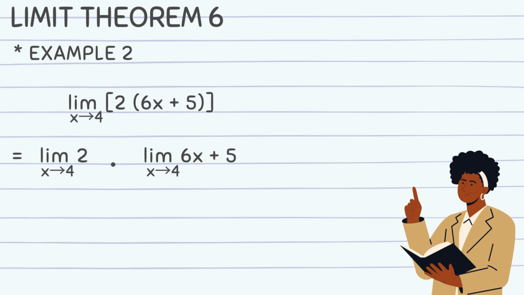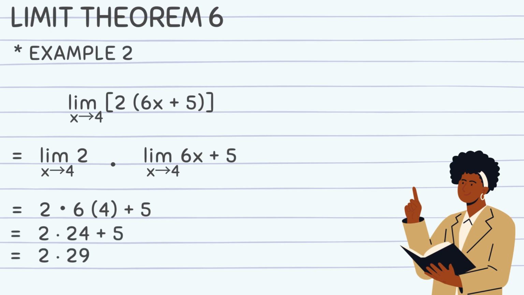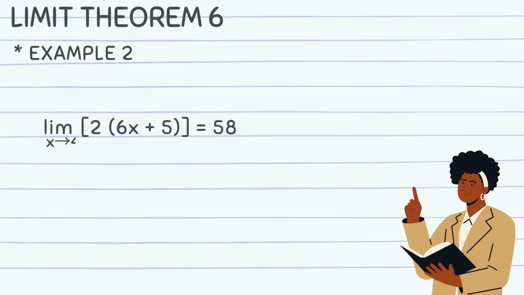The limit of 2 as x approaches 4 is a limit of a constant, and as we know, the limit of a constant is itself, so the limit of 2 as x approaches 4 is equal to 2. On the other hand, the limit of 6x plus 5 as x approaches 4 is a limit of a linear function, so we can just substitute 4 to the value of x. Therefore, we will multiply 4 by 6, which will give us a result of 24. Then we add 5, so it becomes 29, and then we multiply it by 2, and we get 58. Therefore, the limit of 2 multiplied by 6x plus 5 as x approaches 4 is 58.